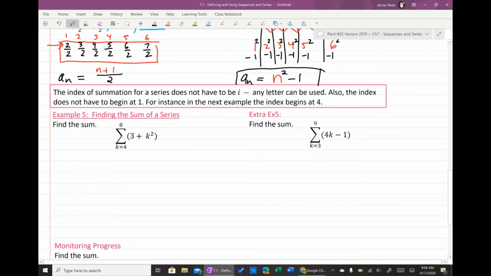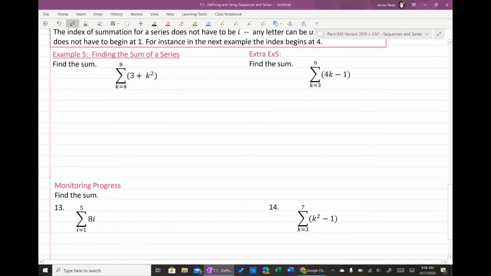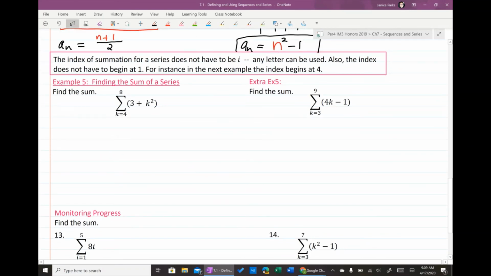For the last part here that I'm going to show you in this section, we're only going to do these 4 problems, is to find the sum of a series. So a series is when you add up all the terms in a sequence. So in order to do this, this sigma symbol means you need to add up all of the terms in this function by first plugging in the number 4 and then plugging in every other number from 4 to 8.